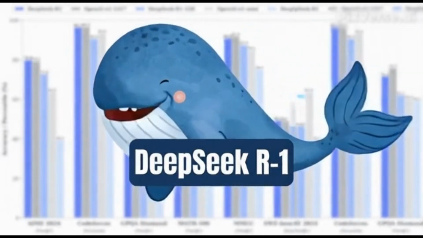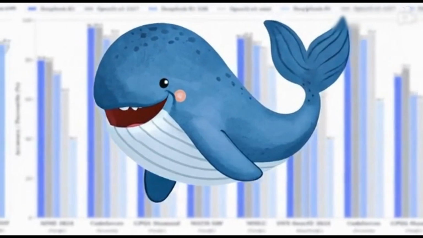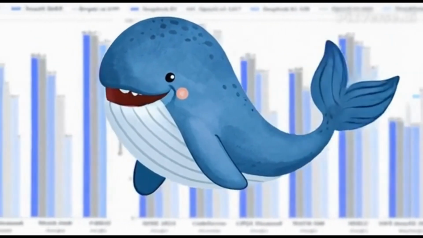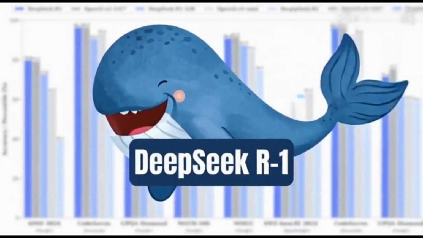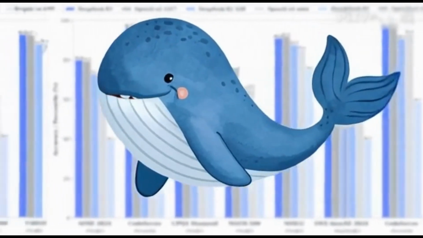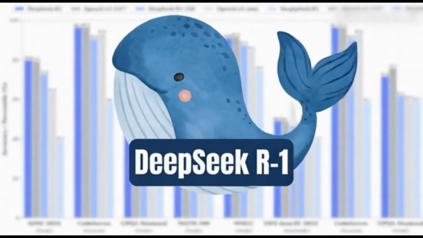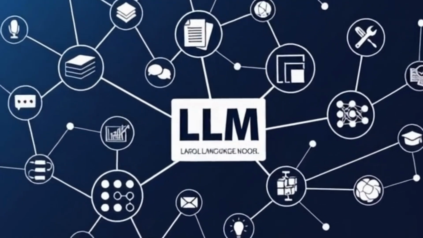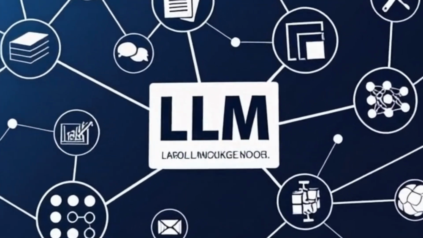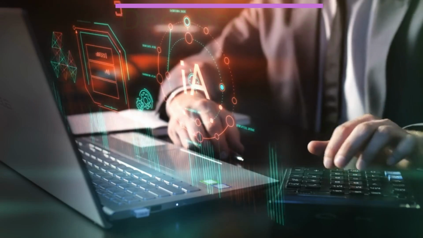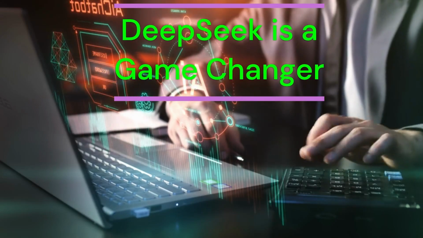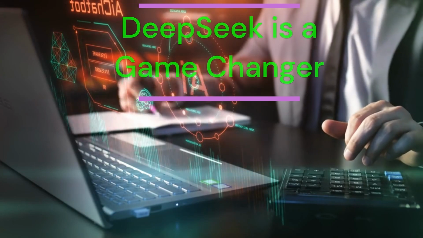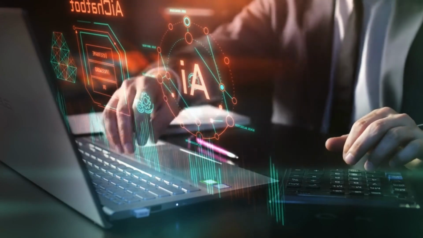There's a new sheriff in town, and it's shaking up the AI world. Say hello to DeepSeek R1, a Chinese AI model that's not just playing catch-up, it's leapfrogging the competition. You might be thinking, another AI model? But DeepSeek R1 is not your average chatbot. It's a game changer built with a focus on reasoning and a price tag that's making industry giants sweat.